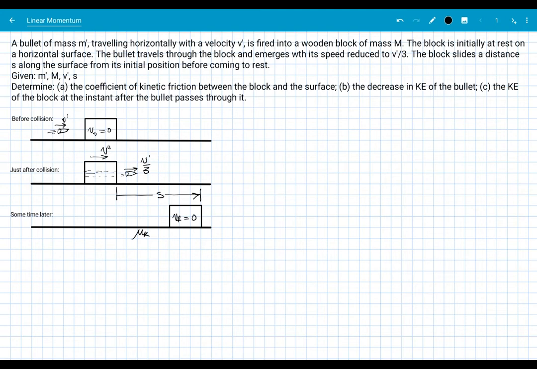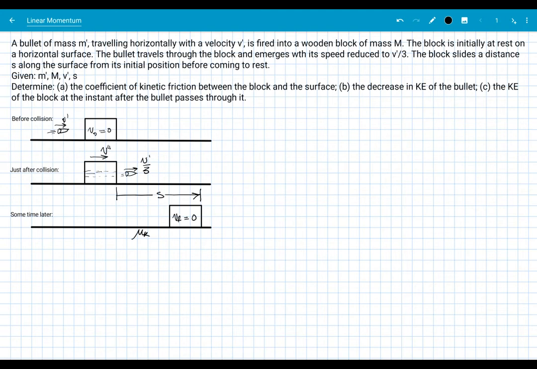What we're asked to determine here: the coefficient of kinetic friction between the block and the surface, the decrease in kinetic energy of the bullet, which we'll do as a percentage, and the kinetic energy of the block at the instant after the bullet passes through it. So you can see we're definitely still engaging with energy here. At first it seems like this mu k is fairly simple to find, right? This block is in motion and then it comes to rest through some displacement s. We can find the work there, we can even use the work-kinetic energy theorem. You could use energy analysis. That feels very doable.